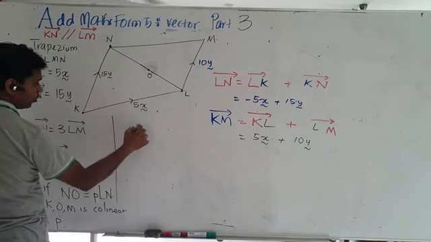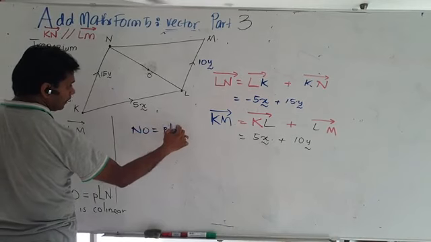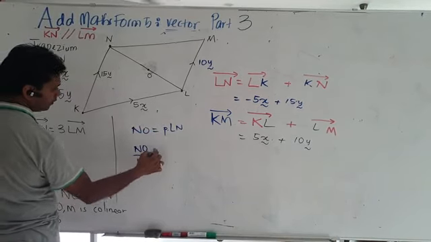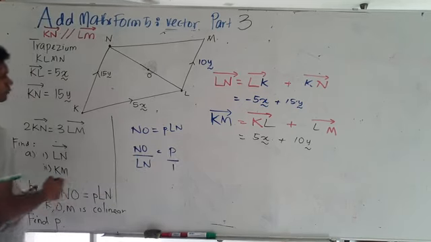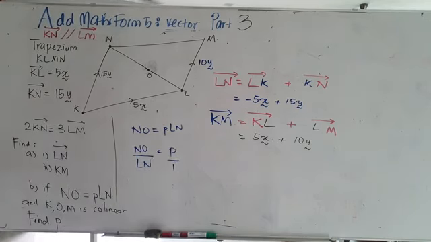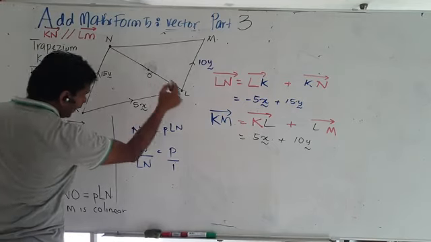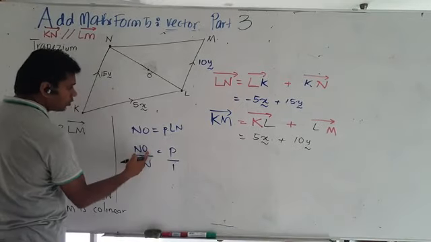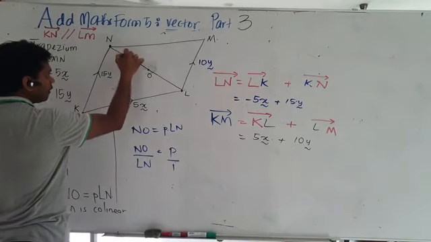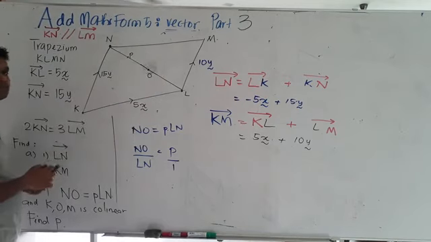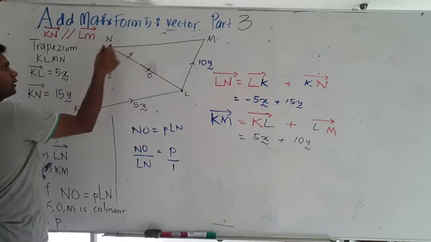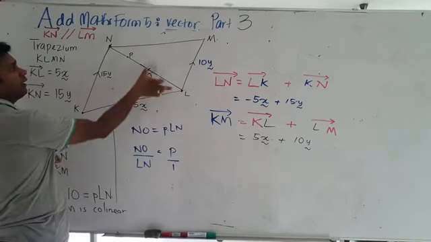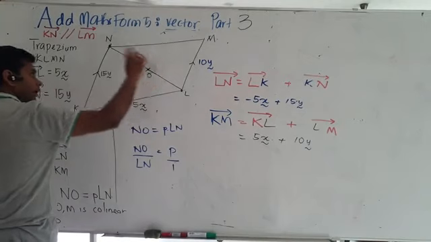So now NO is equal to PLN. So let's bring the Ln down. NO over Ln equals P over 1. What's the meaning? That means the whole of Ln is ratio 1, but NO alone is ratio P. That means this part here is P. From here to here, the ratio is P, but the whole thing is 1. So what's the balance? This is 1 and this is P.